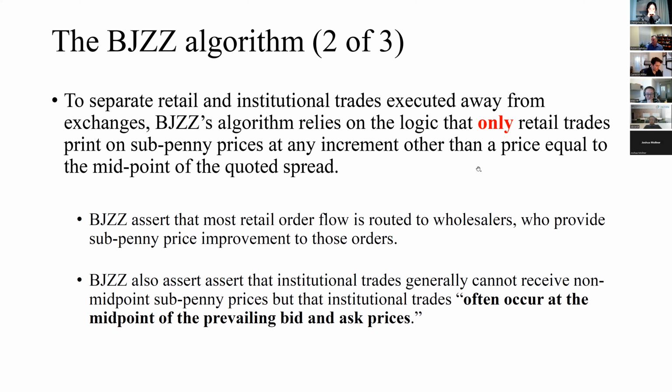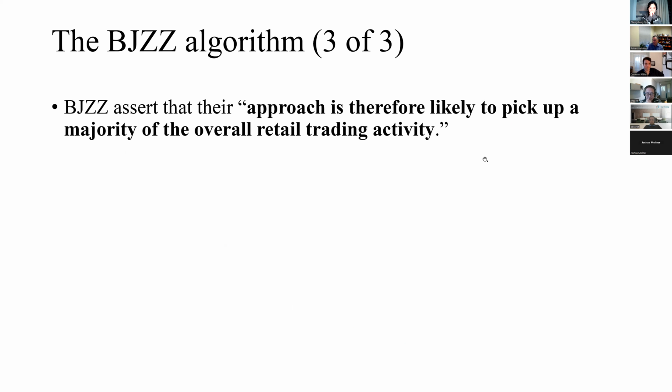Institutional trades also go there, so about 40% of the trades or volume are executed in the dark or on the TRF, half of those institutional, half of those retail. To separate these two sets of trades, the algorithm relies on the logic that only the retail trades are going to print at a sub-penny, like 0.001 or 0.002. When you see an institutional trade, it's going to be at the midpoint. These are assertions made in the paper. They assert their approach is therefore likely to pick up a majority of overall retail trading activity and avoid institutional trading activity.